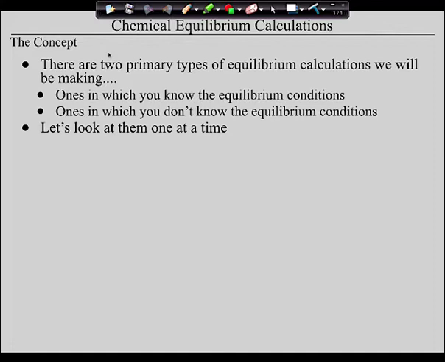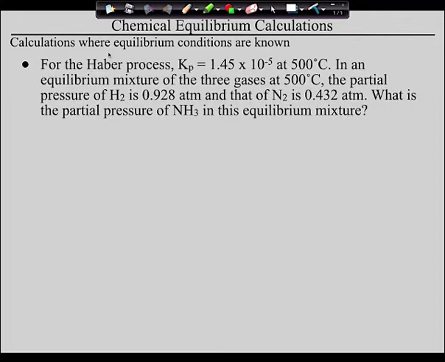So let's start with some familiar territory, solving these problems where we know the equilibrium conditions. For example, this. Let's solve it. You've got 5 minutes. It says, for the Haber process, Kp is equal to this at 500 Celsius. In an equilibrium mixture of the three gases, the partial pressures are this and this. What is the partial pressure of ammonia?